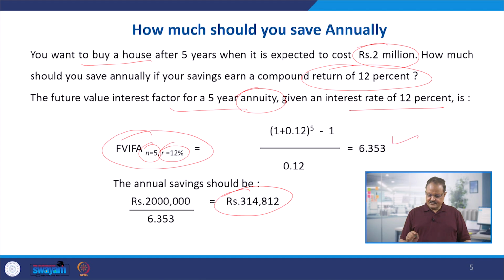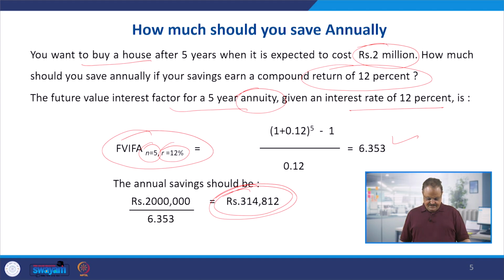And if you divide the money you want after this period of 5 years, 20 lakhs, by 6.3553, you will get the sum that every year you have to save: 3,14,812. So you have to use the future value interest factor for annuity, not the future value interest factor only, because every year the sum of the savings is going to be the same, and that's called the annuity value.